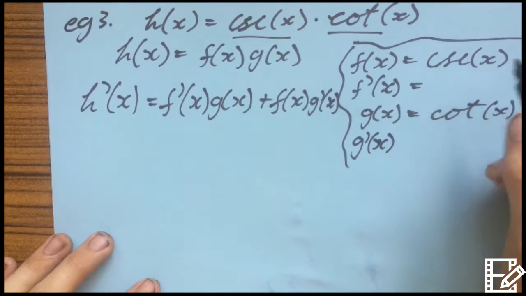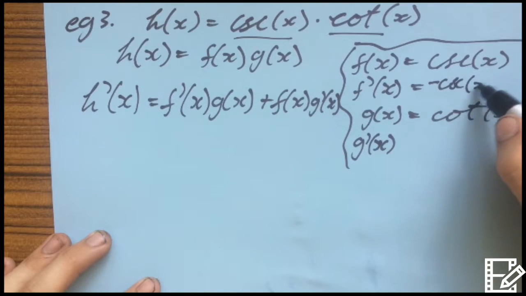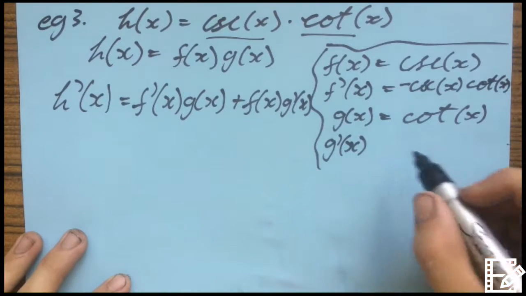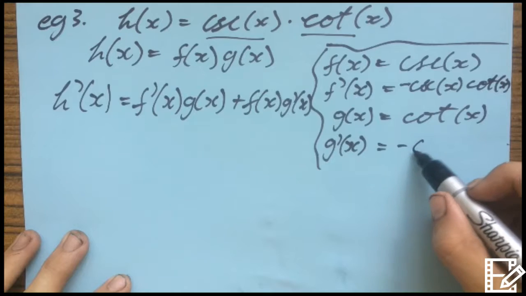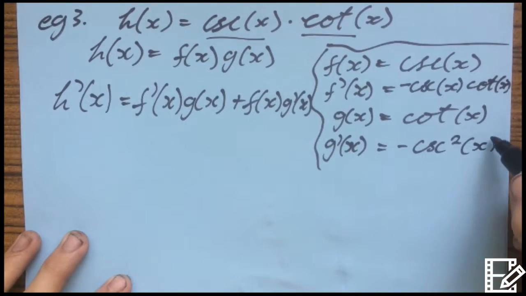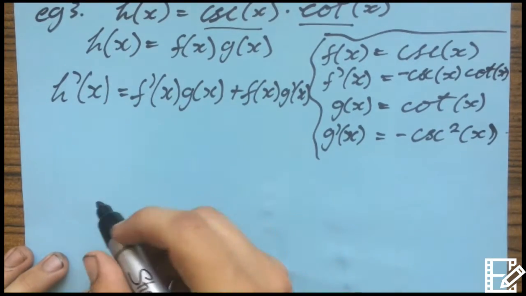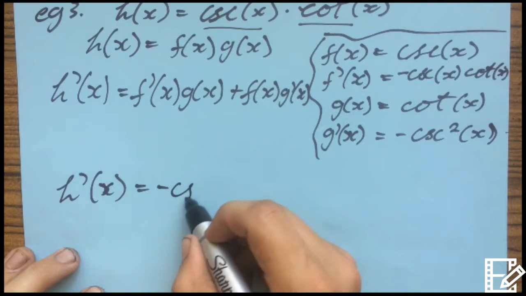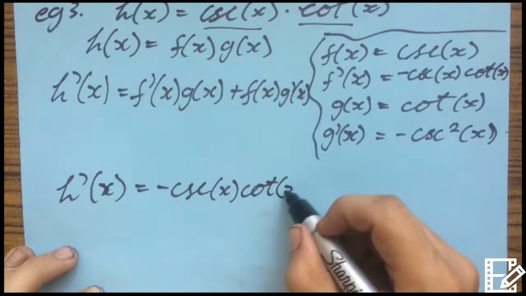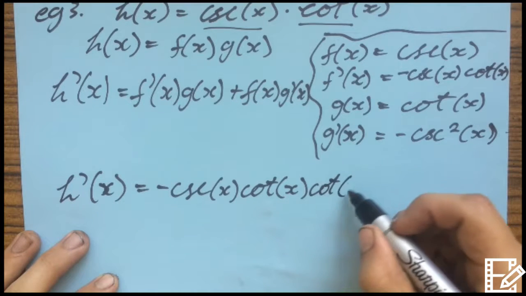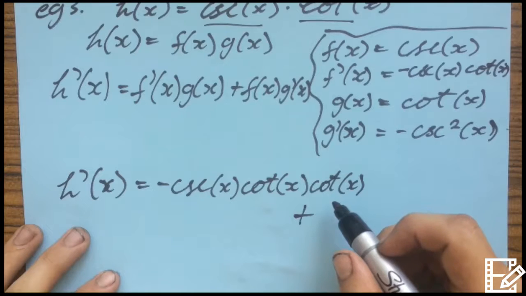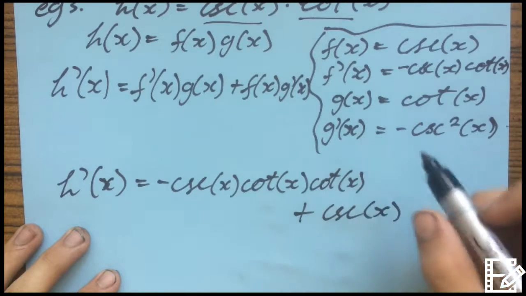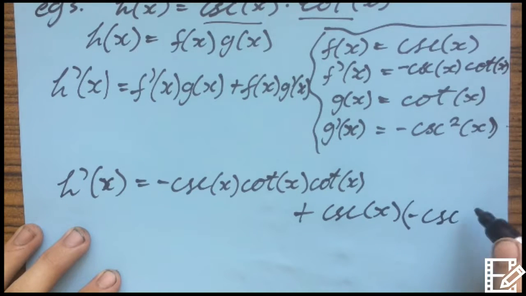So the derivative of cosec x is negative cosec x multiplied by cot x. And the derivative of cot x is negative cosec squared x. Okay, so we just fill this in. f'(x), negative cosec x multiplied by cot x, multiplied by g(x), which is cot x, plus f(x), which is cosec x, multiplied by the derivative of g(x), which is negative cosec squared x.